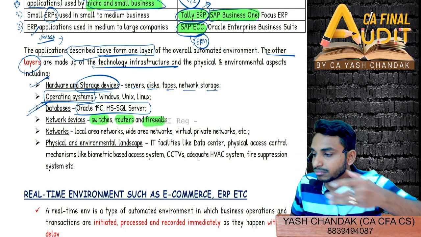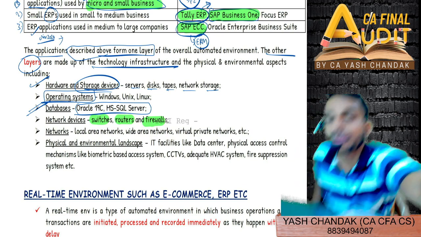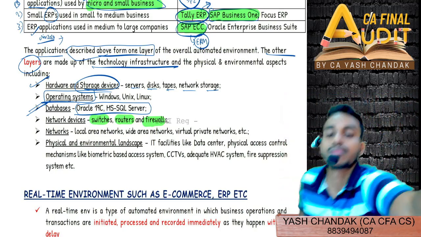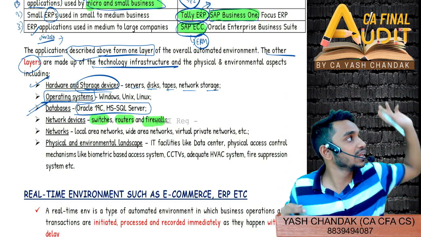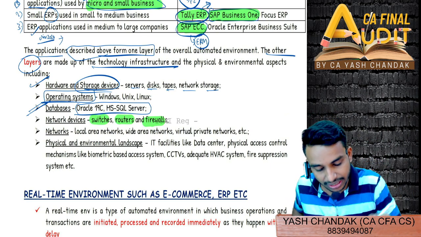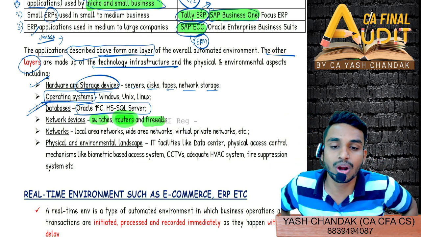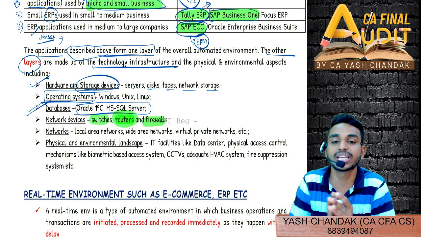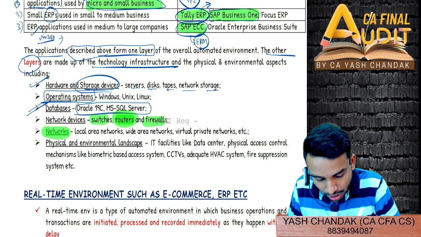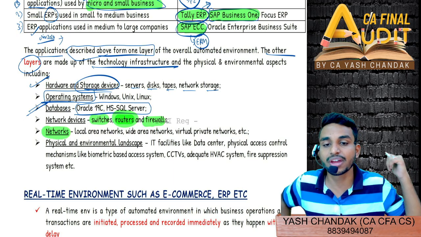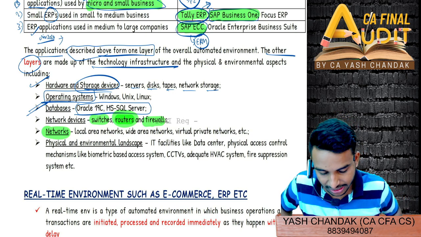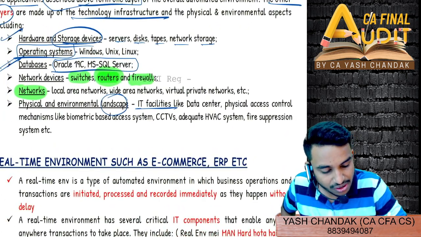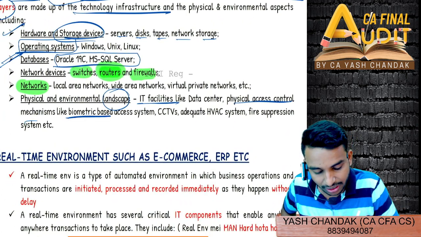So you can see there are so many network devices, right? Here just behind me, a router is implemented. Similarly, switches are there, and a firewall. So many network devices are an integral part of any automated environment. Now networks also: LAN, WAN, VPN, the connection I was talking about, Wi-Fi, broadband, anything. And then your physical and environmental landscape, which relates to IT facilities like the data center, and physical access control mechanisms like biometrics.